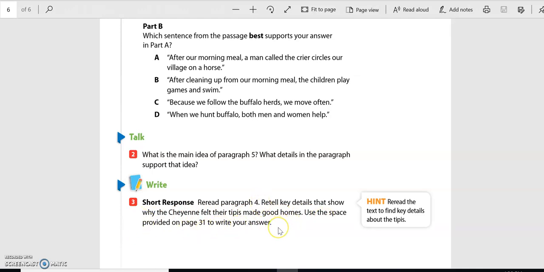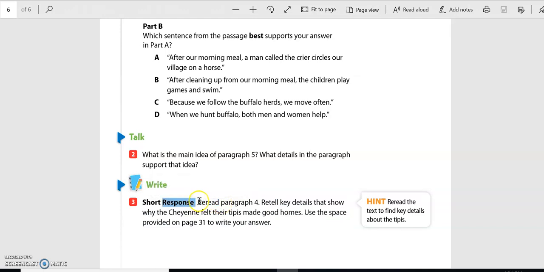So, the first step when responding to these text dependent questions is to identify what the verbs are. What am I supposed to do? So first we see I have to reread paragraph 4.